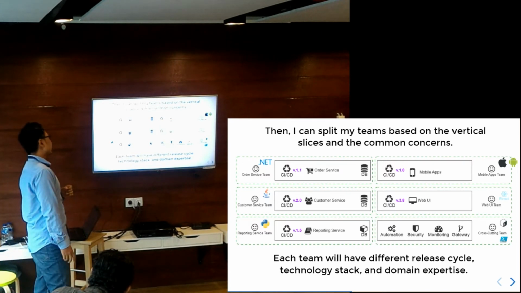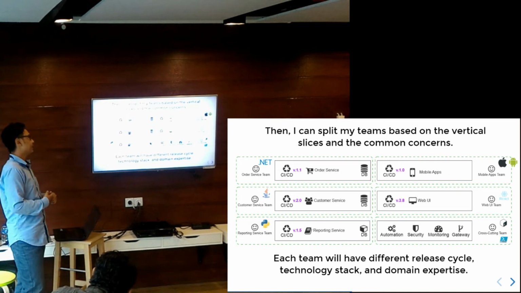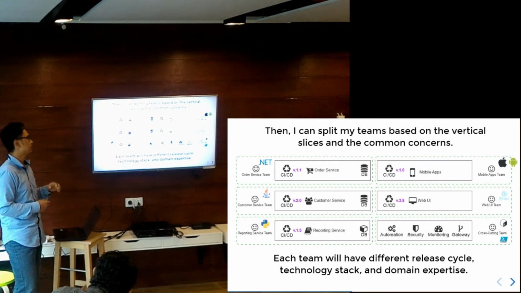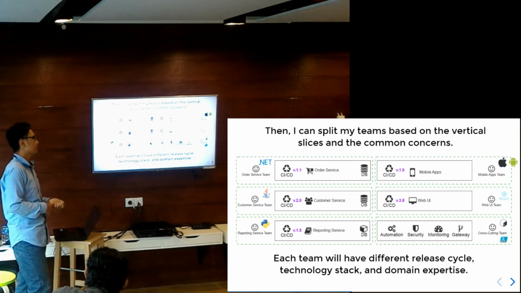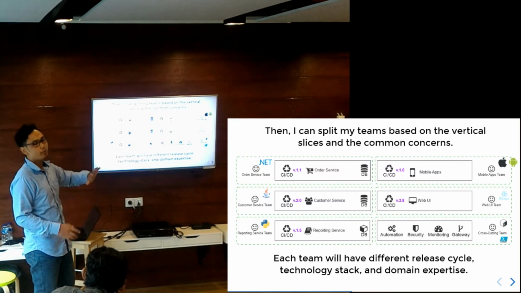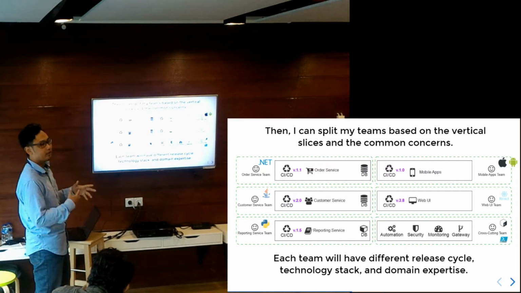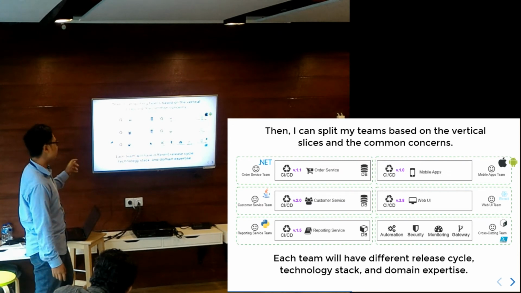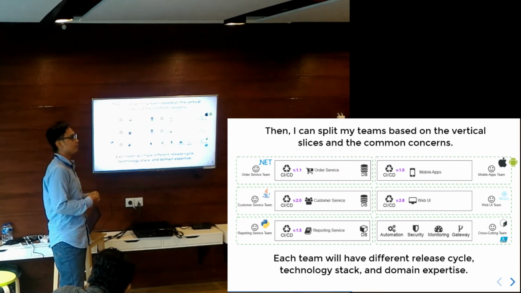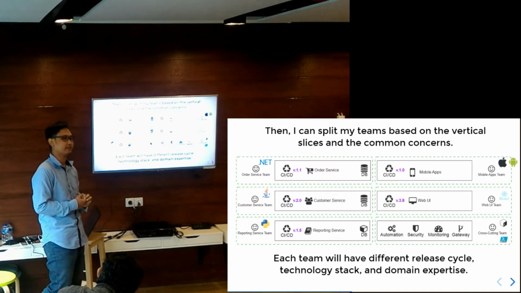It also means that they will have different life cycles, right? Let's say at the moment the order service is version 1.1, and the customer service is version 1.2. So they will have this kind of capability. They will also have domain expertise. So the customer service team doesn't need to know the business process of the other services. They just focus on the customer.